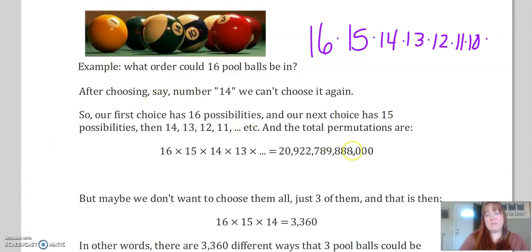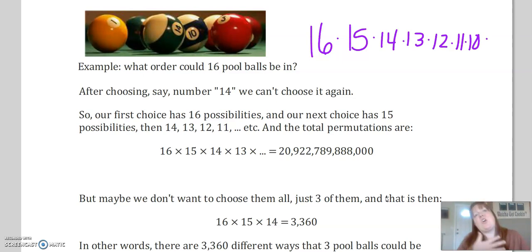Well, in the end, let's see, this is millions, billions, trillions. In the end, I have 20,922,789,888,000 different ways that I could potentially pick out those 16 balls and put them in place. Isn't that crazy? That's insane to think about. But that's how many different permutations, I almost said combinations, but it's not. That's how many different permutations we could get.